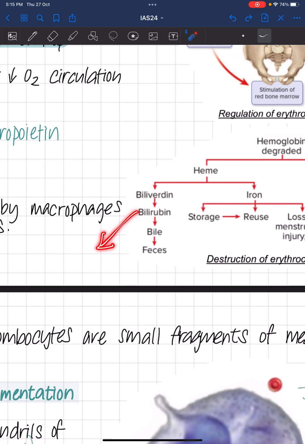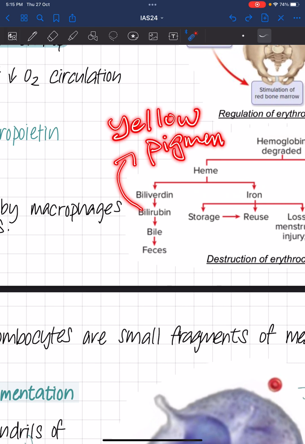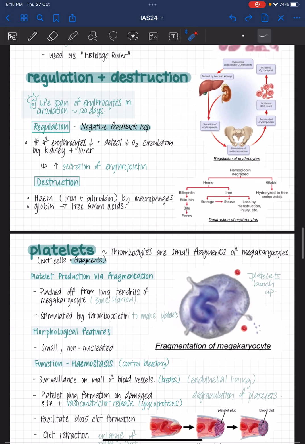If there is excess bilirubin in the blood, bilirubin is a yellow pigment, and if it's in the blood for a prolonged period of time, it causes jaundice. Jaundice is the yellowing of the eyes and the skin, and often occurs in infants because bilirubin is used to break down red blood cells. So if they can't be excreted, then your body will turn yellow.